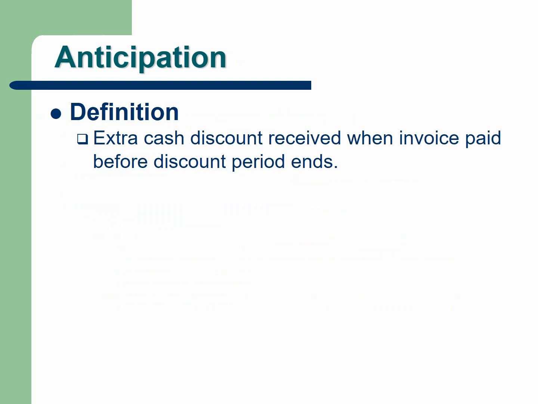And finally, the last kind of discount is what we call anticipation. This anticipation is an extra cash discount. So on top of the regular cash discount, you get this extra cash discount when the buyer pays the invoice before the discount period ends. Like in the example that we saw on the previous slide, the discount term was 8/10, so that means you get 8% discount if you pay within 10 days, right?